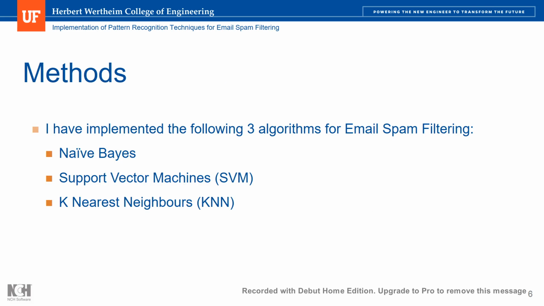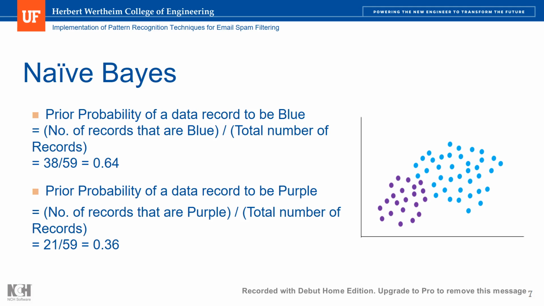So moving on, these are the three algorithms: naive Bayes, support vector machines (SVM), and k nearest neighbors (KNN) that I will be using in this project. First, let's see what naive Bayes is. Naive Bayes is a classification algorithm. It employs the method of probability to classify the data.